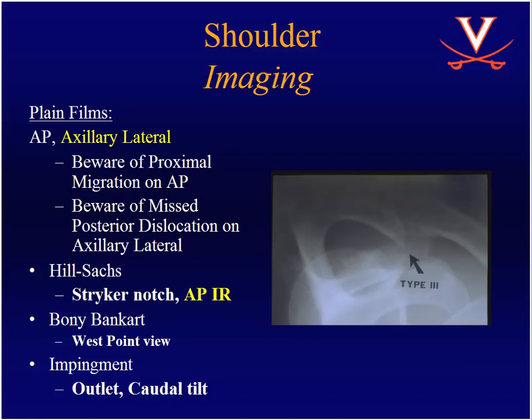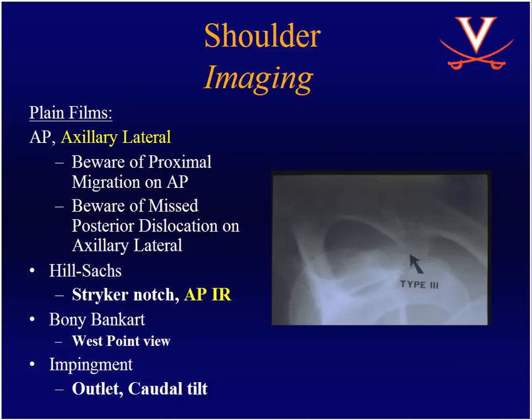The other thing is looking on the axillary lateral radiograph, making sure that your ER colleagues did not miss a posterior shoulder dislocation. There are several special views as well, including the Hill-Sachs view, which allows you to look for Hill-Sachs lesions. You can see them in one of two x-rays, either a Stryker notch view or an AP in internal rotation.